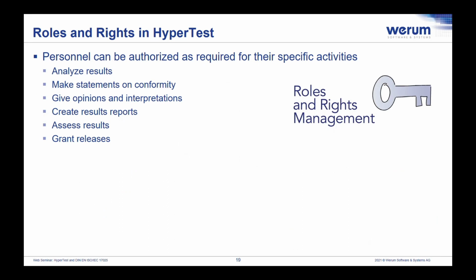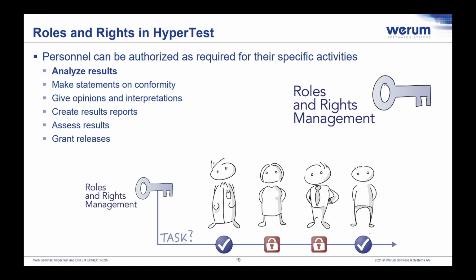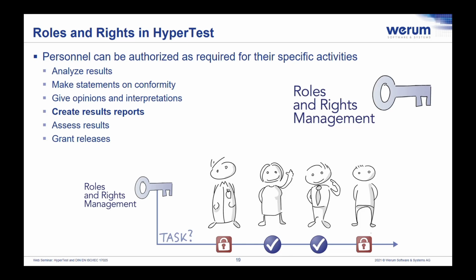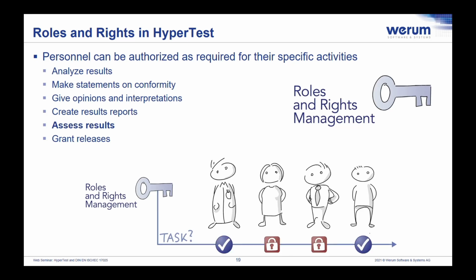In the roles and rights management system, personnel can be authorized to perform specific tasks. Using the assignments as basis, HyperTest ensures that only suitably qualified personnel is allowed to perform a given activity, such as analyze findings and results, make statements on conformity, give opinions and interpretations, create result reports, access results, or grant releases.